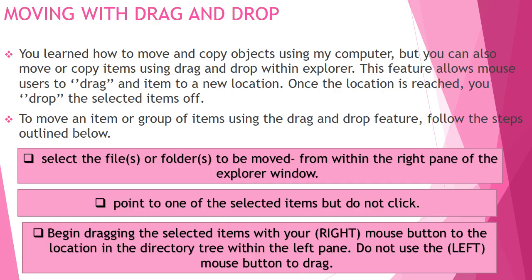Let's proceed. This feature allows users to use the mouse to drag an item to a new location where the person intends to paste that data or file. Once the location is reached, you drop the selected item so that it will be there permanently. To move an item or group of items using the drag and drop feature, follow the steps outlined below.